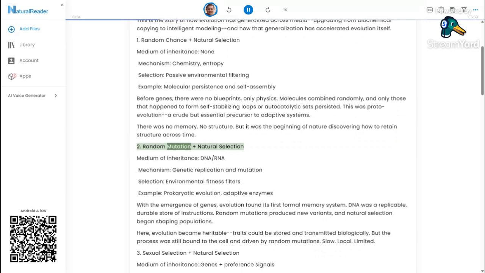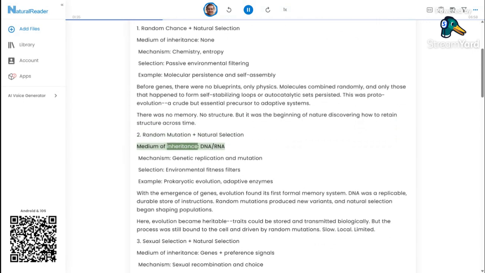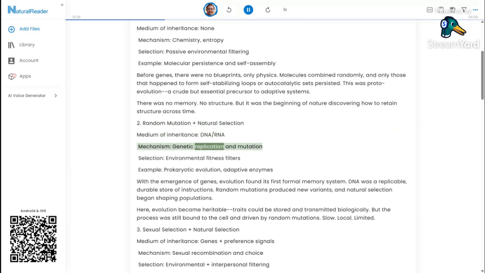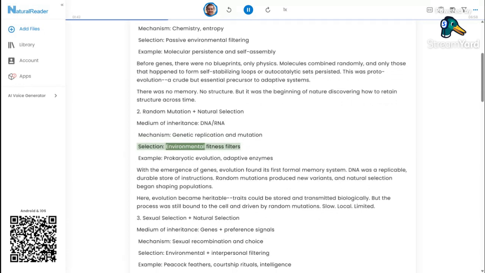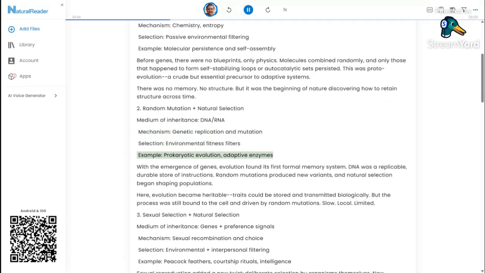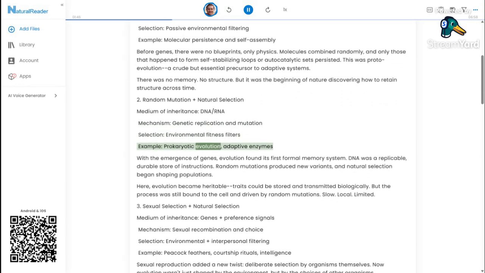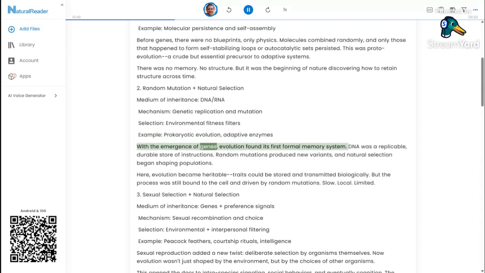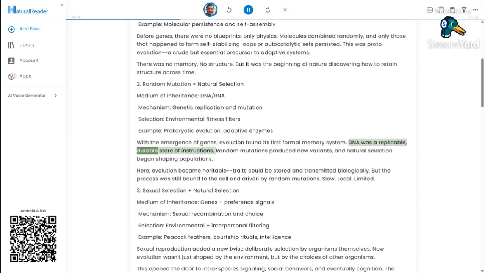2. Random mutation plus natural selection. Medium of inheritance: DNA-RNA. Mechanism: genetic replication and mutation. Selection: environmental fitness filters. Example: prokaryotic evolution, adaptive enzymes. With the emergence of genes, evolution found its first formal memory system. DNA was a replicable, durable store of instructions.